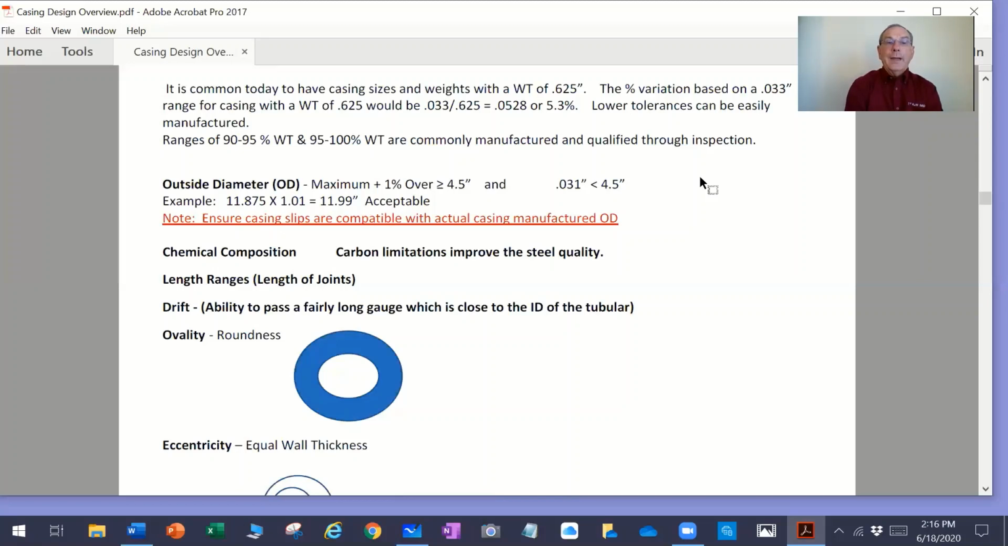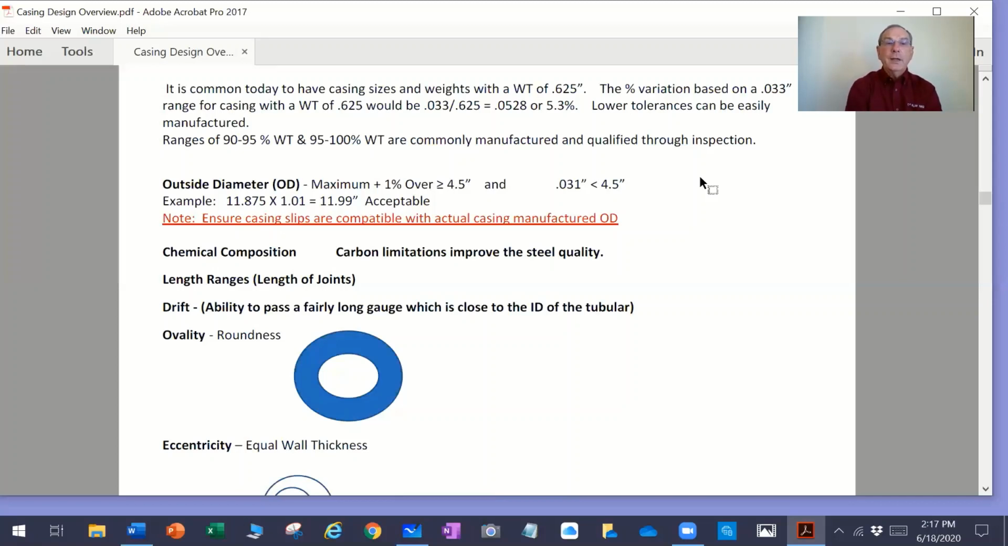We also have length ranges. Like, we can have joints of casing that are between 25 and 30 feet long. We can have joints between 30 feet and 45 feet long. So we want the length of the joints manufactured to be compatible with our operations. Some of our rigs can handle different length joints easily in the derrick, and you want to make sure you order pipe with the right length ranges for your operation.